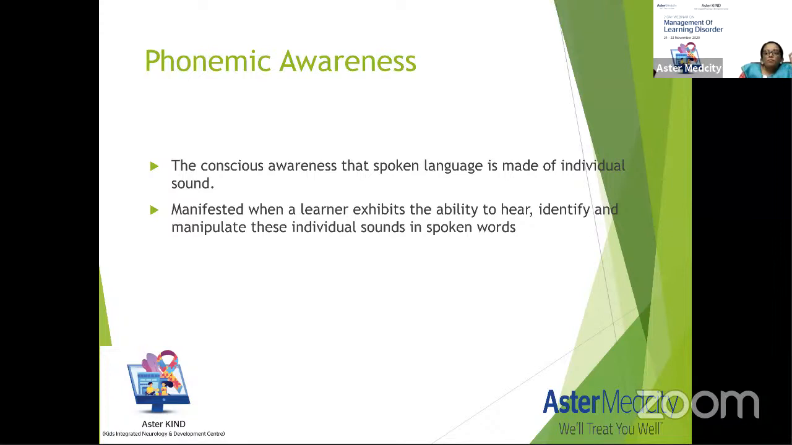If I say mat, and I take away the m sound and substitute it with b, what will be the word? They have difficulty saying that it is bat. So they have difficulty in manipulating, and they have difficulty in identifying the first, initial, or middle sound like that.